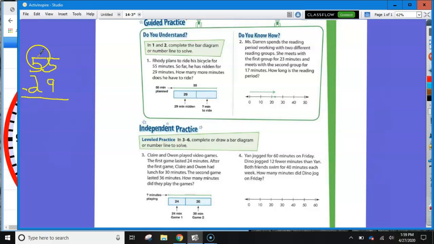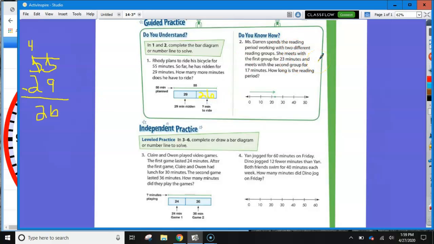I'm just going to use regrouping, so you cannot subtract 9 from 5. So I'm going to take one of these 10, since this is in the tens place, then instead of 5 tens, I have 4 tens. So then I can give this 10 to the 5 ones, and I have 15. So 15 minus 9 is 6, and 4 minus 2 is 2. So he has 26 more minutes to ride.